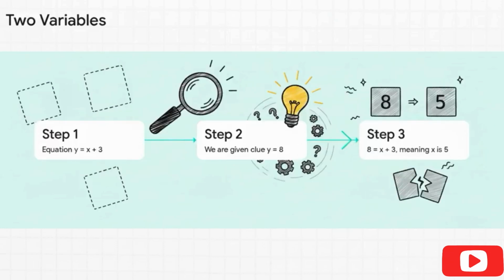Okay, feeling confident? Let's level up and combine two variables. Step 1, y equals x plus 3. Whoa, two mystery boxes. But hang on, step 2, we're actually given a massive clue here. We're told that y equals 8. So we just swap out that y for an 8. Step 3, now our equation is simply 8 equals x plus 3. And just like we did earlier, ask yourself, what number plus 3 is 8? Well, x just has to be 5. Turns out knowing the value of one variable instantly helps us crack the code for the other one.